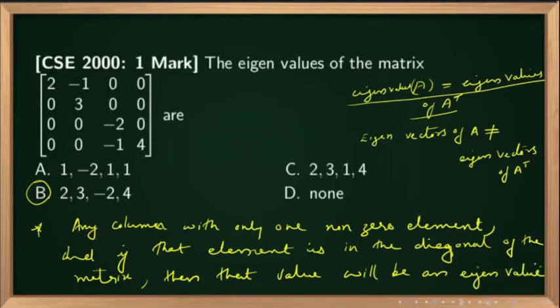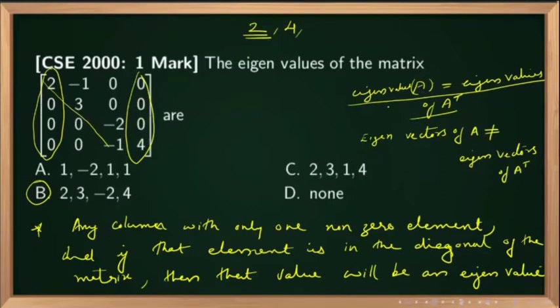Now you observe the first column. I have the first column given as 2 0 0 0 0. I know it has only one non-zero element, which happens to be on the diagonal of the matrix. So that value is an eigenvalue. So I know 2 is an eigenvalue. Similarly, if I take this particular column, 0 0 0 0 4, only one non-zero element is there, which is again on the diagonal of that matrix. So that value, 4, will be an eigenvalue.